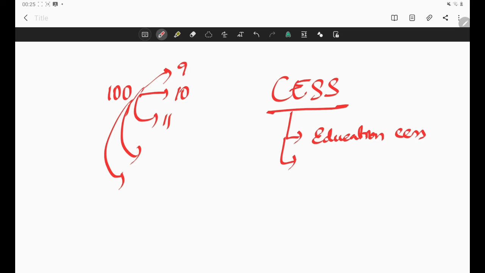We have Swachh Bharat cess. So these are certain cesses which are collected for a particular purpose. If the government is taking this cess, they cannot spend it for anything else. If they are taking cess in the name of education, they have to spend all the money that comes as cess only for education. They cannot spend it for anything else. But when they collect some amount of money as surcharge, just like taxes, they can spend it for anything else.